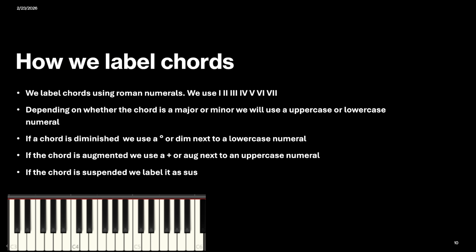Okay, so how we label chords. We label chords using Roman numerals. There's a lot of words here, but it's not that complicated. Depending on whether the chord is major or minor, we'll use an uppercase or lowercase numeral, right? So let's imagine we're in a C scale. This can be any scale, but we're going to use it as an example. If I want to play the E, that is the third note of the scale, so that is the third chord we're going to play.